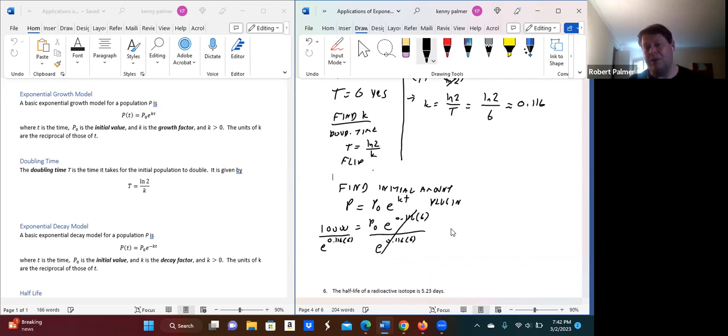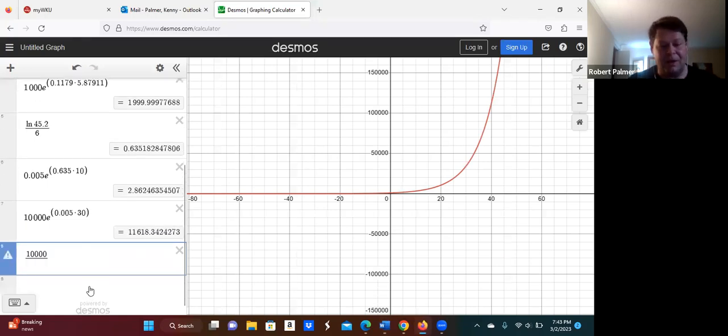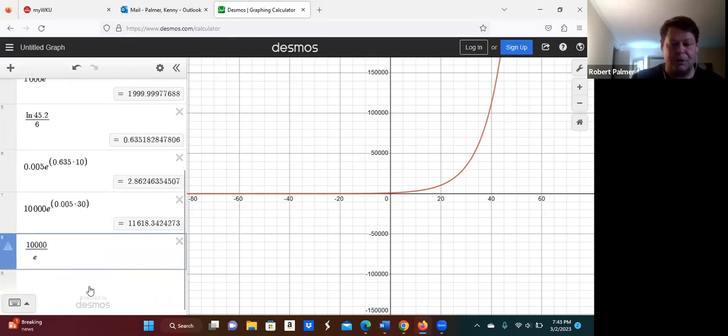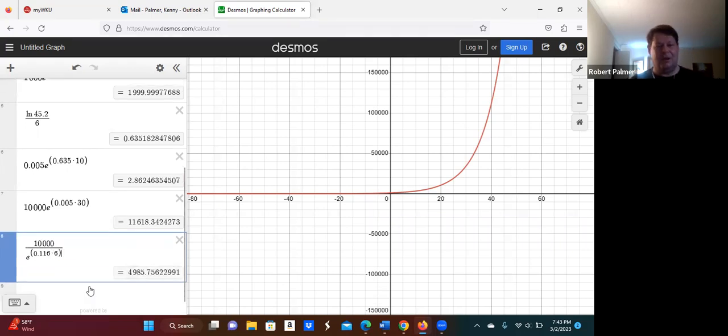Okay. And we get that P0 is equal to 10,000 divided by that. Let's go to Desmos for that. So we have 10,000 divided by e raised, so once again, I use parentheses, 0.116 times 6. And the initial amount then for that is $4,985.76, rounded to the nearest cent, 4985.76.